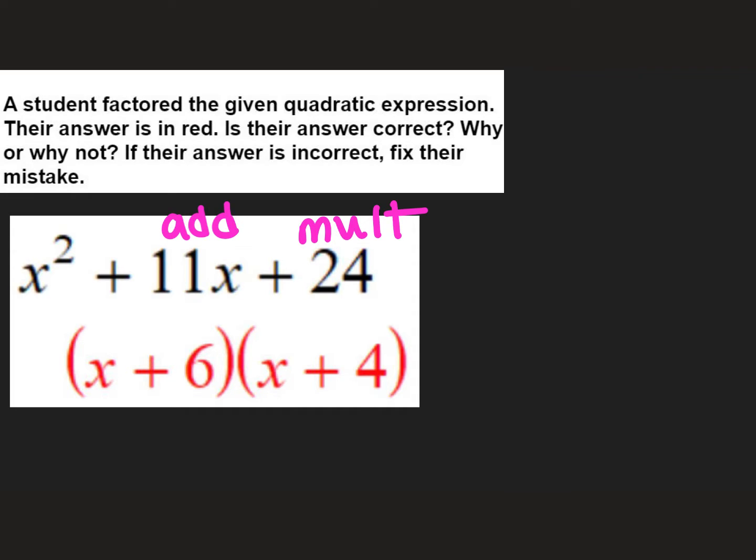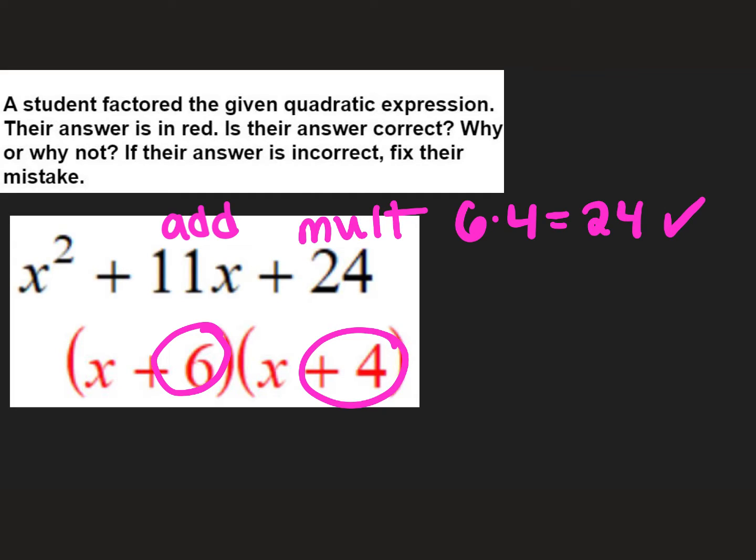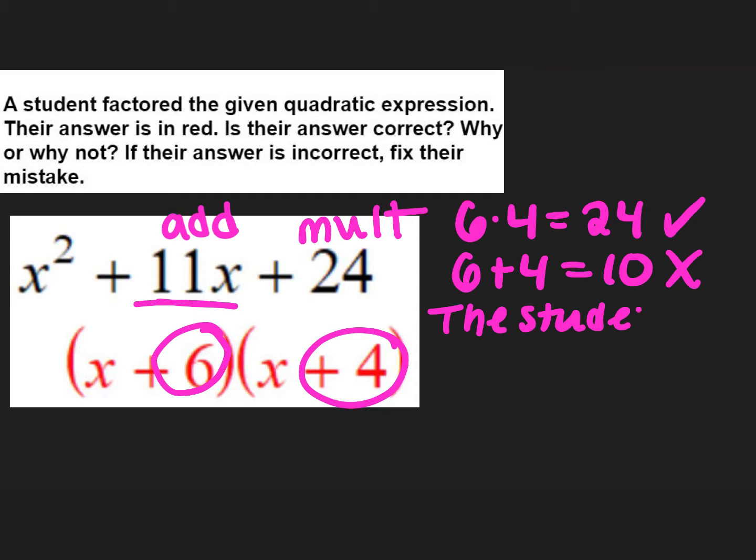And we see here that we have 6 and 4. And if we check, 6 times 4 gives us 24. So that works. But 6 plus 4 gives us 10, not 11. So this does not work. So you would say in this case, the student is incorrect.